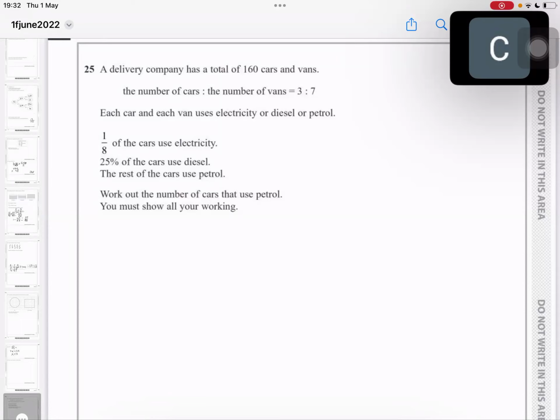30. So yes, 30 cars. Okay, so did you get the explanation? Yes. Okay, all right. So let's move on.